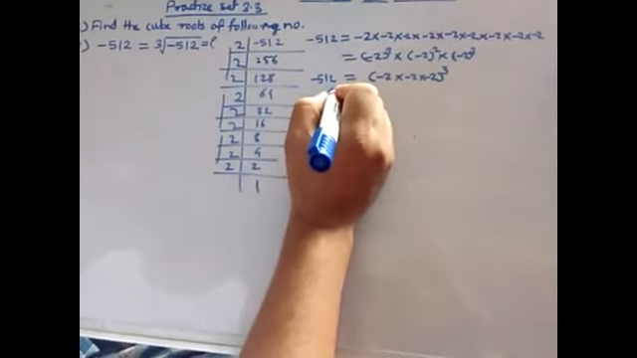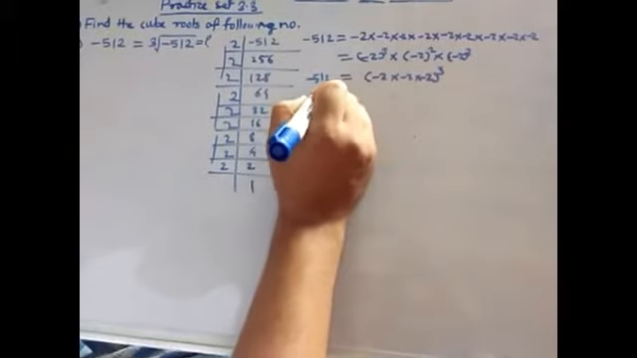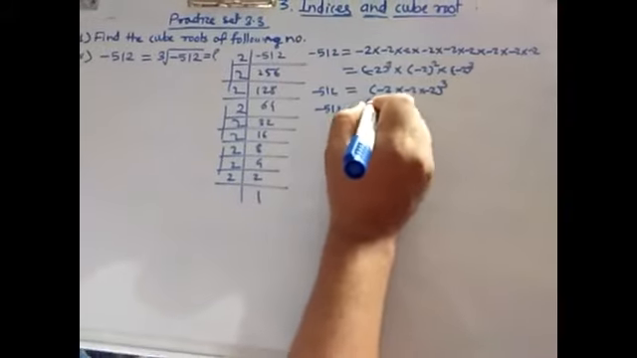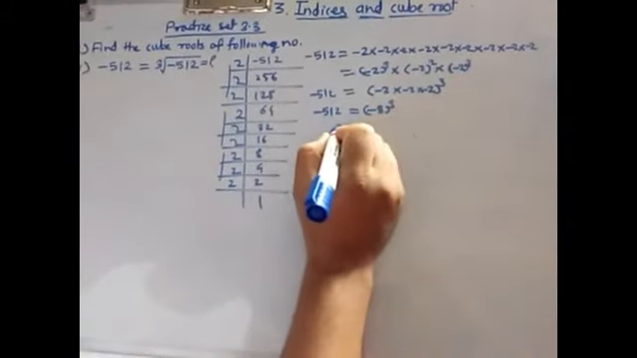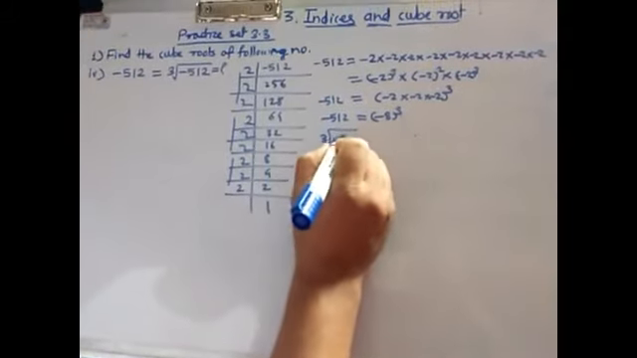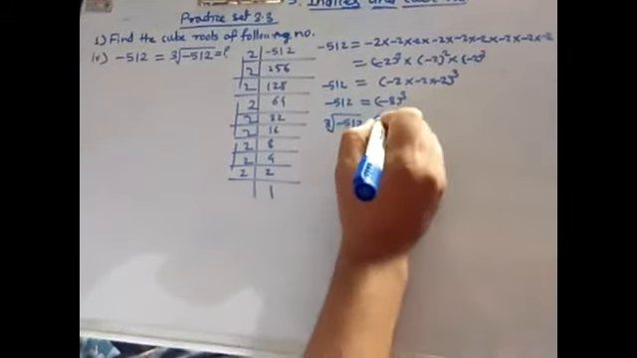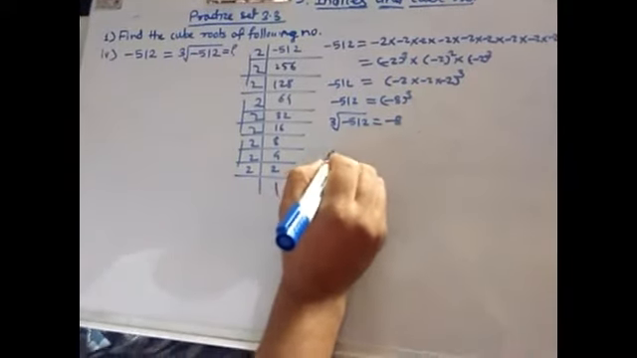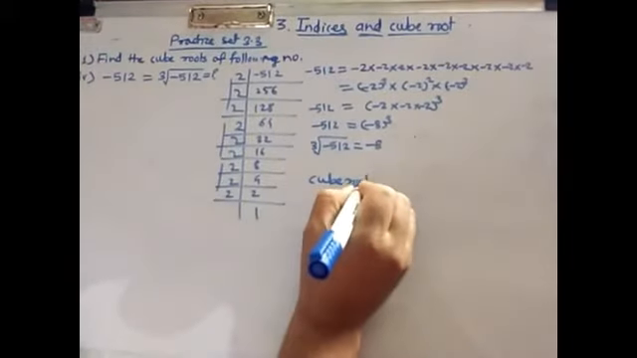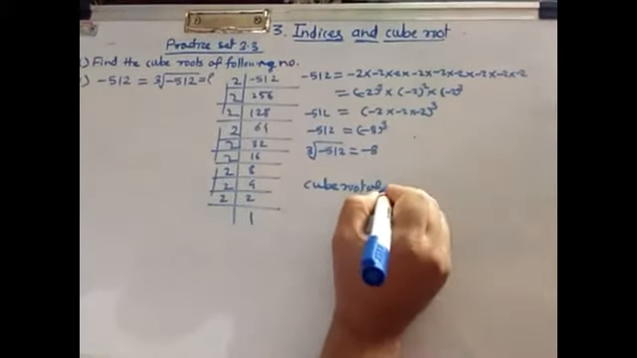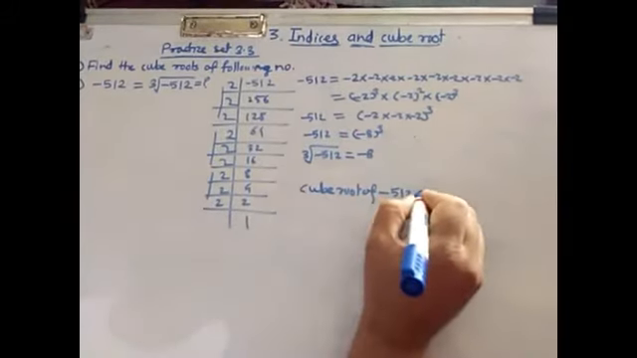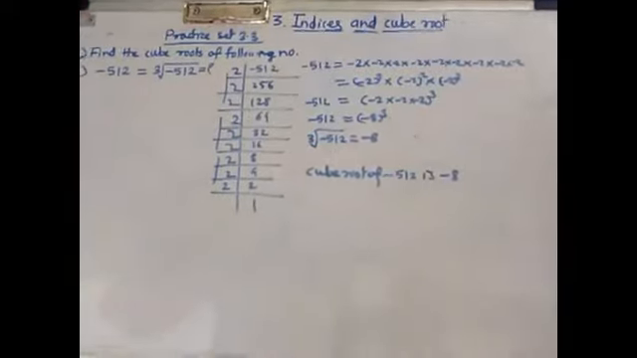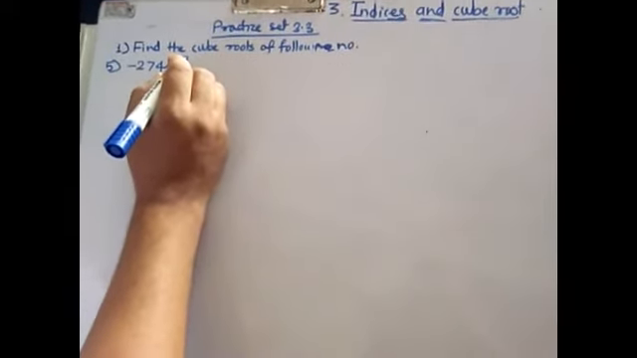Means we find that minus 512 is equal to minus 2 times minus 2, 2 2s are 4, 4 2s are 8, so minus 8 cubed. That means the cube root of minus 512 is minus 8. So we write that the cube root of minus 512 is minus 8. Answer is minus 8.